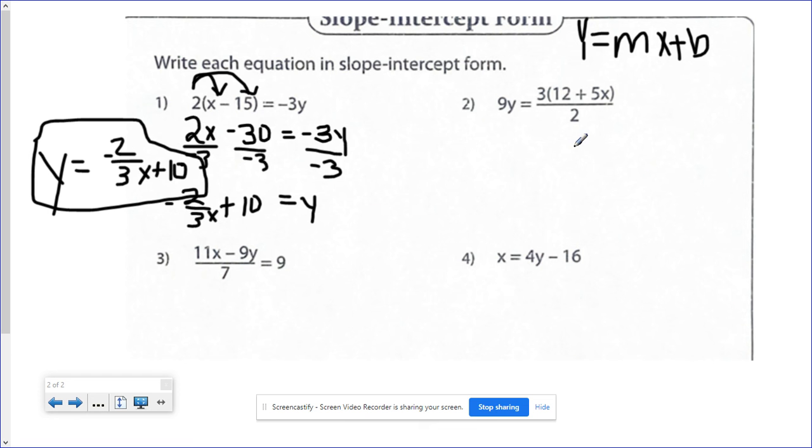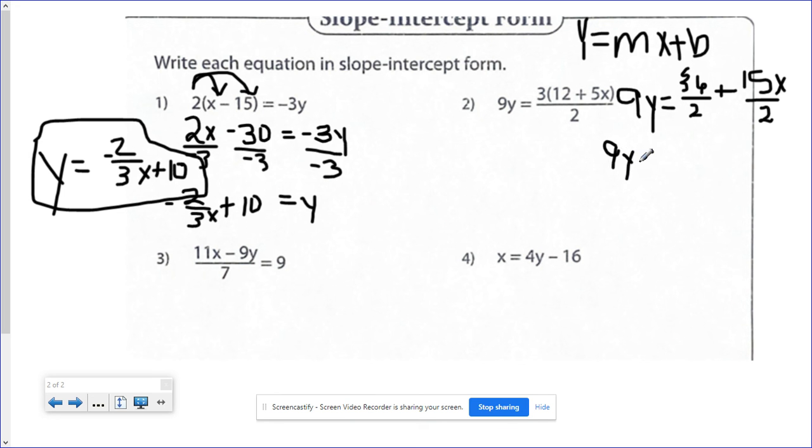So the first thing I'm going to do on number 2 is multiply 3 times 12, which is 36. So I have 9y equals 36, and I'm going to put it over 2, plus, what's 3 times 5? That's 15x over 2. I need to take all of these numbers and divide them by 9. So what I'm going to do is actually take 36 divided by 2 first. I get 18, so I've got 9y.